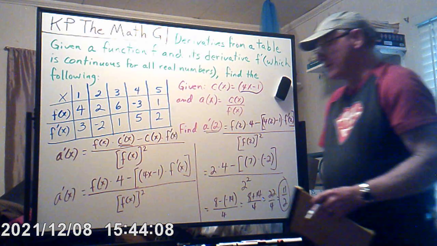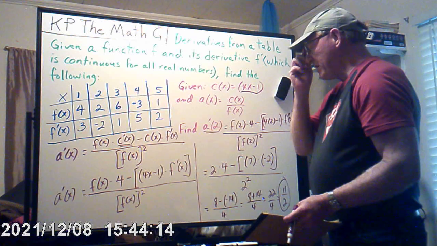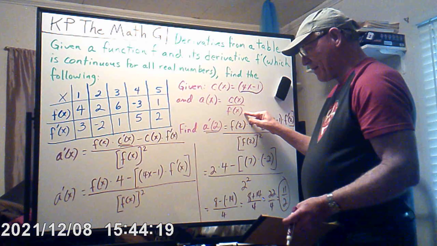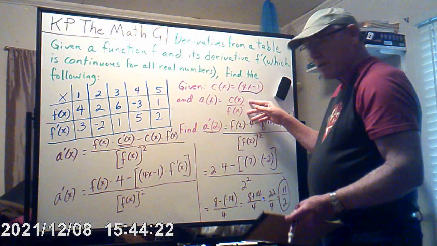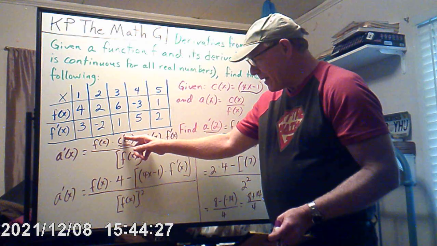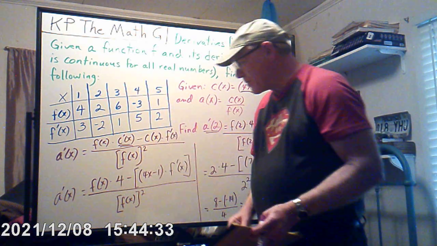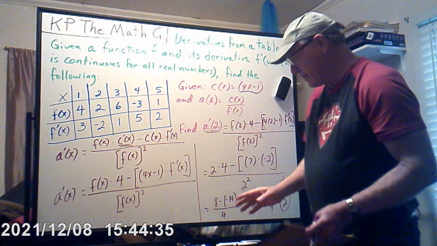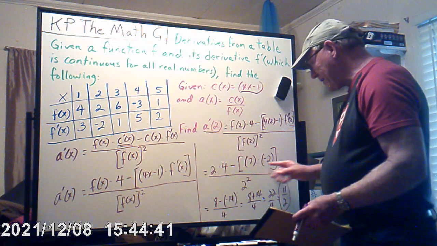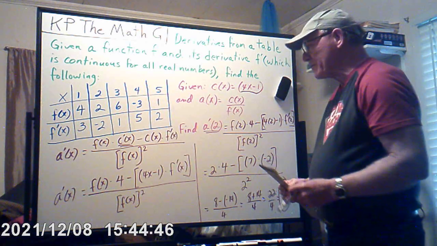Wow, you can do this. You think about what you're doing, you can do this. You know what c at x is. You know that a at x is c at x over f at x. Then just simply do the quotient rule. This is a quotient. Low d high, there's my d high, minus high d low over low squared. And then a prime at 2, start plugging those in there. Okay, and there it is.